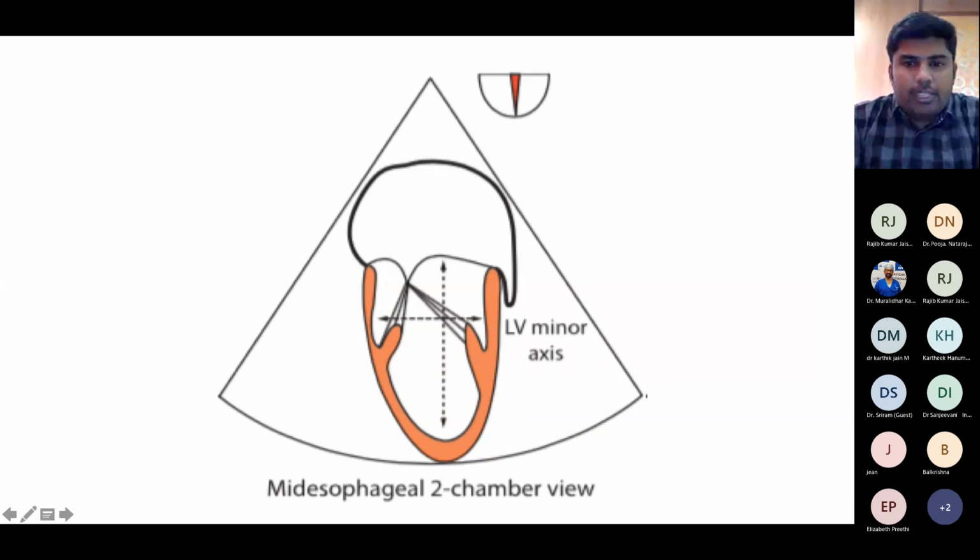For measuring the long axis, the midesophageal two-chamber view is better. The measurement should start from the mitral annular plane, not from the tip of the mitral leaflet, and it should extend to the deepest part of the LV cavity. Foreshortening should be avoided. It should be measured in the two-chamber view and also the four-chamber view, and the values averaged, and the average value should be used for further calculations.